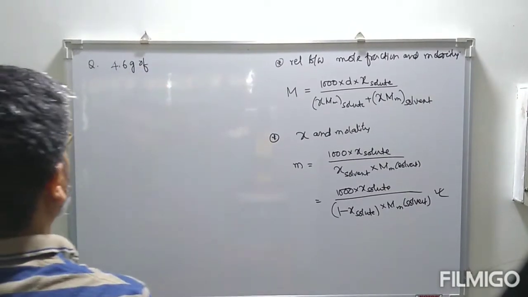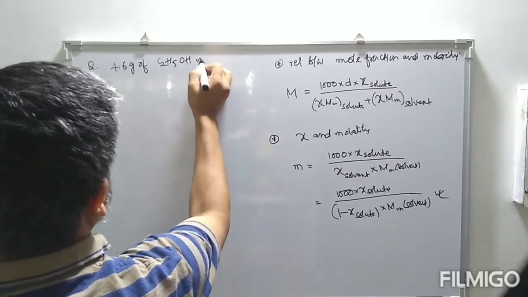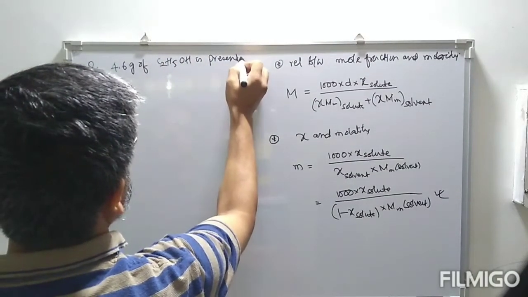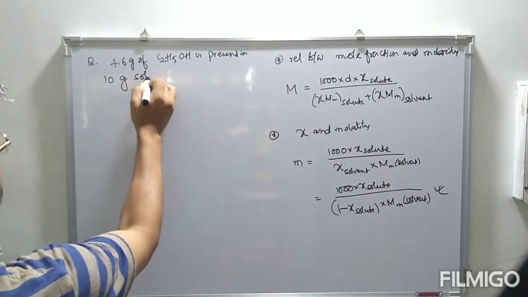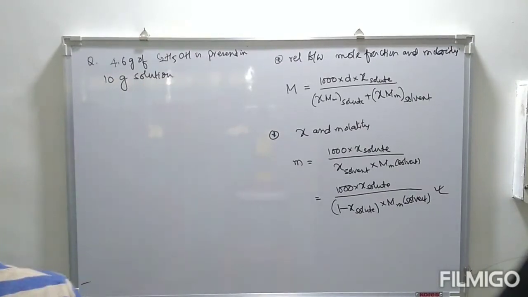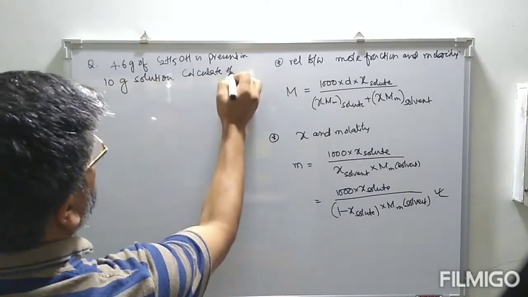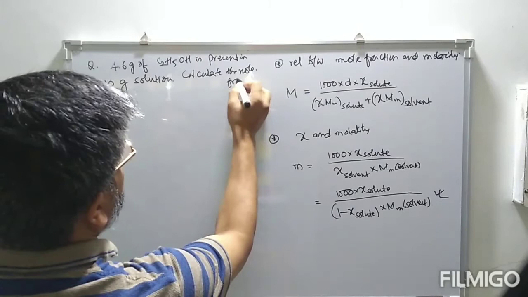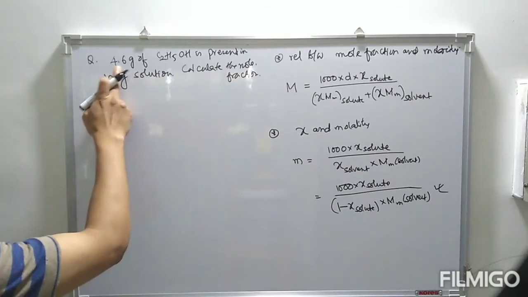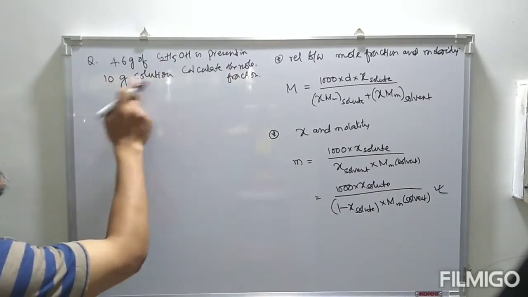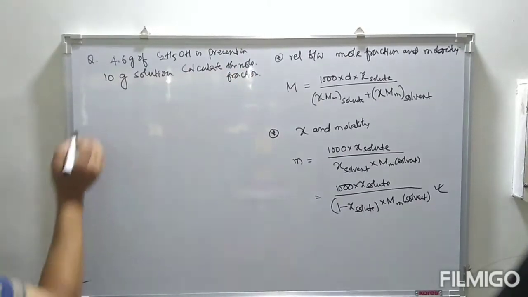4.6 gram of ethanol C2H5OH is present in 10 gram solution. Calculate the mole fraction. So we have a solution in which 4.6 gram of ethanol is present in 10 gram of solution. What is the mole fraction of the components?